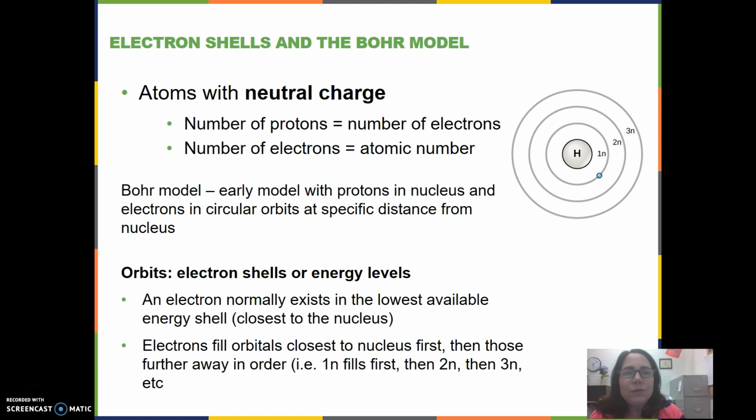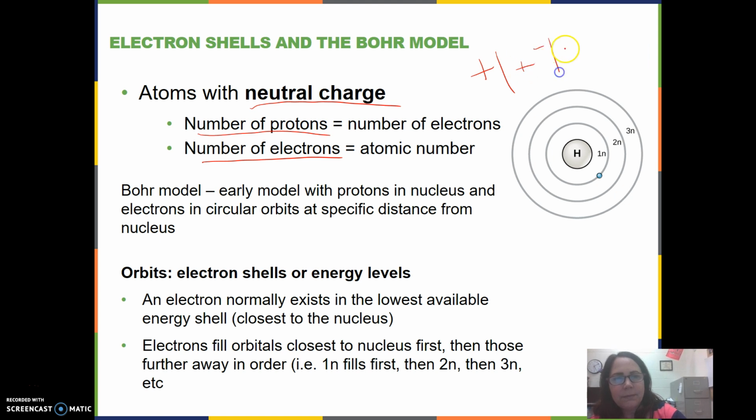If an atom has a neutral charge, then the number of protons equals the number of electrons, because the protons have a positive charge and the electrons have a negative charge. So for hydrogen, for example, if you have one proton, you have one positive charge. And if you have one electron, you have one negative charge. And as you know, both of those will cancel each other out, which will leave you with a zero charge.